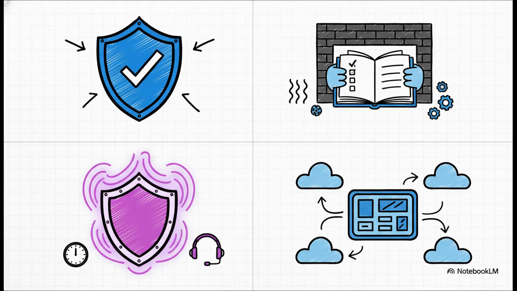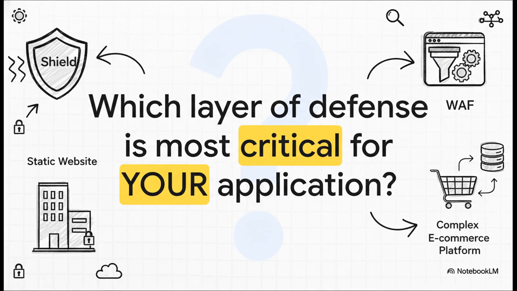Got it? Good. So as you're studying, and more importantly, as you're thinking about building on AWS, just remember that security is never one size fits all. What you need for a small personal blog is totally different from what a global bank needs. So I'll leave you with this question to think about. For whatever you're building next, which layer of defense is the most critical? Is it the broad protection of Shield or the surgical precision of WAF? Thinking through that answer is the key to building something truly secure.